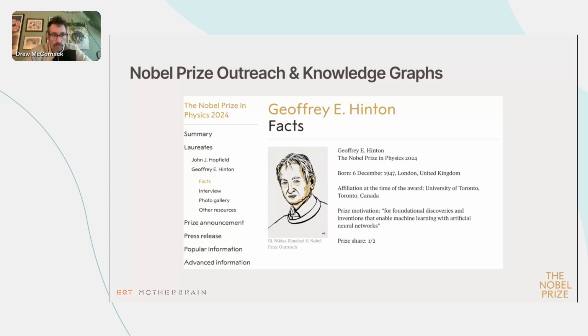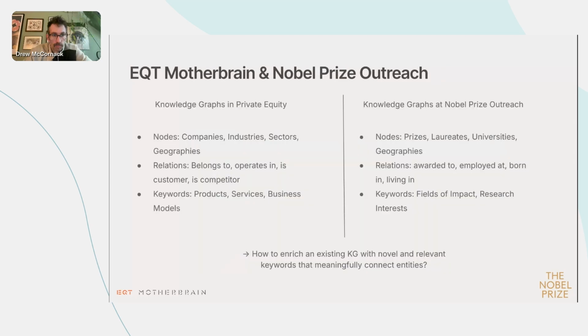And this particular project was to try to expand some data they already had, in order to better explore the information they had about their laureates. So we partnered with them at EQT and the Motherbrain team. EQT is a private equity firm here in Stockholm, and the Motherbrain team is a data and AI team within EQT. We were also working on knowledge graphs at the time.